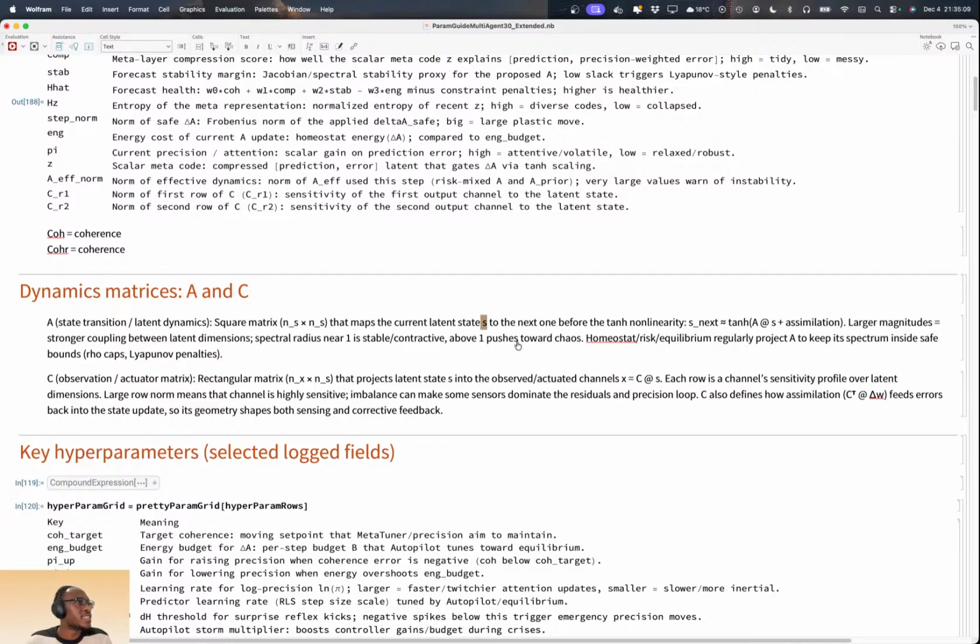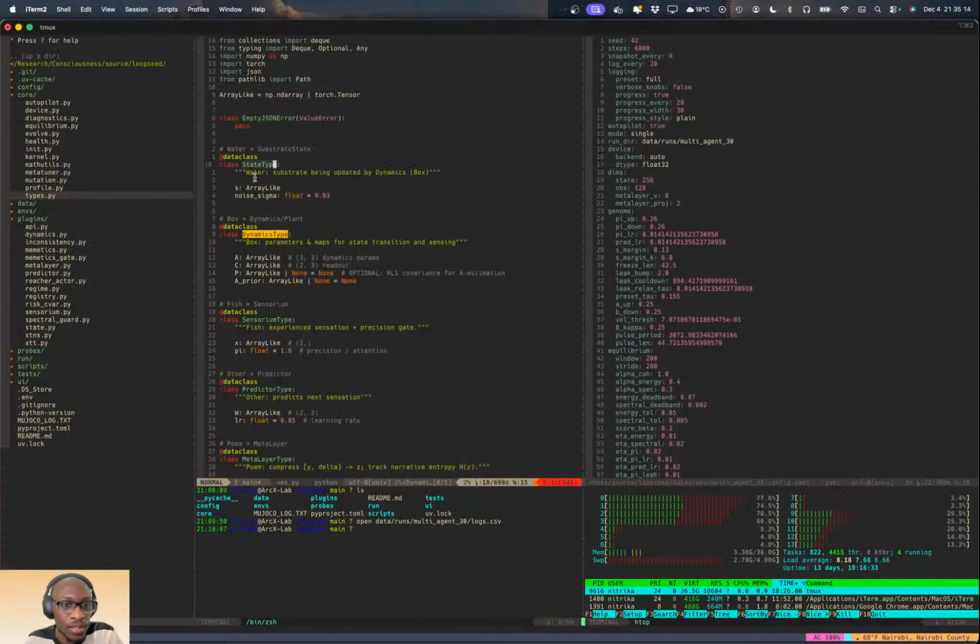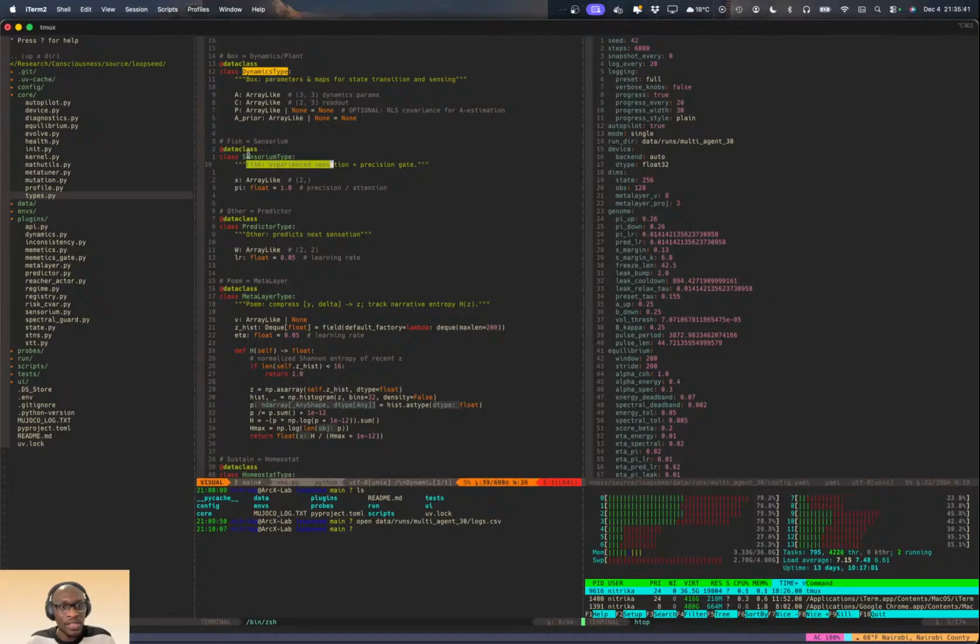Now, there are just a few things I want to talk about. Water comes from that idea, and dynamics is just the box. If you think about the fish in the pond, water is the thing that the fish has to understand for it to survive, or something like that. And the sensorium is the fish itself.